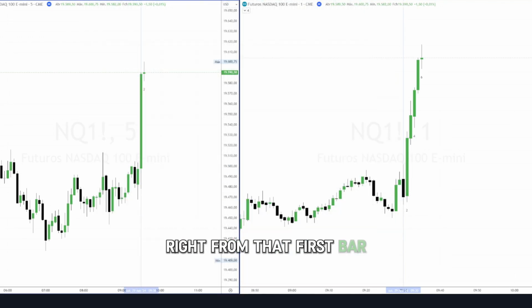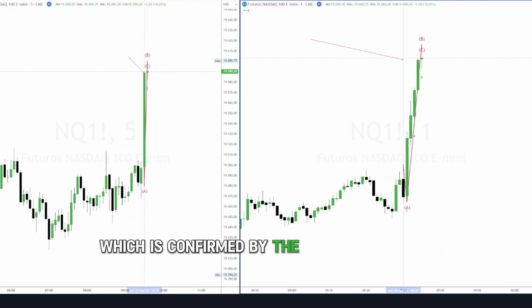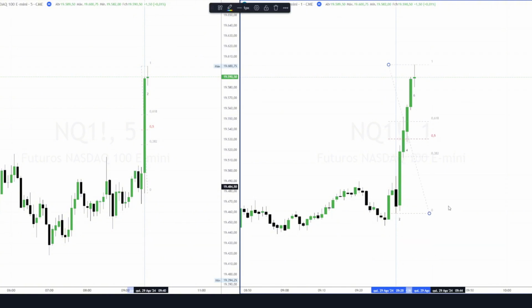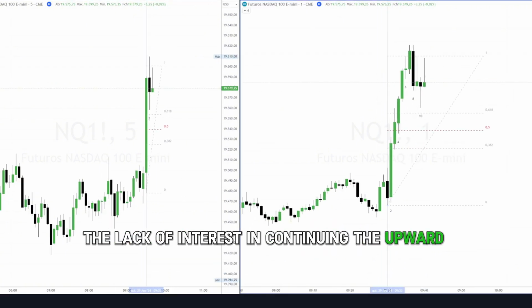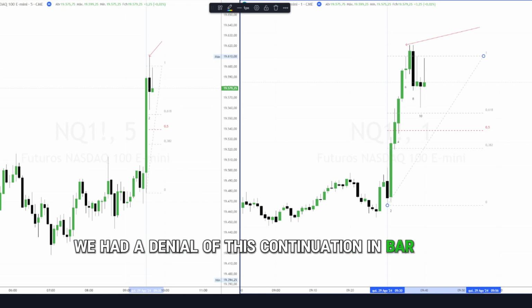Right from that first bar, we already have a clear sign of buying strength, which is confirmed by the two timeframes. In this second bar, we clearly have a sign of weakness in the upward movement. But the main point of this movement is the lack of interest in continuing the upward movement. As we can see, after bars 6 and 7 tried to continue the upward movement, we had a denial of this continuation in bar 8.